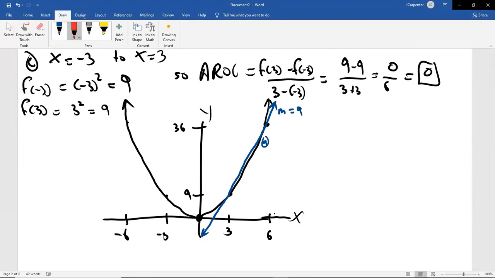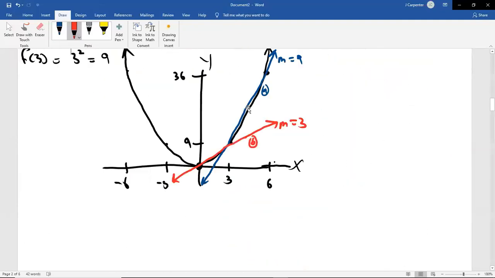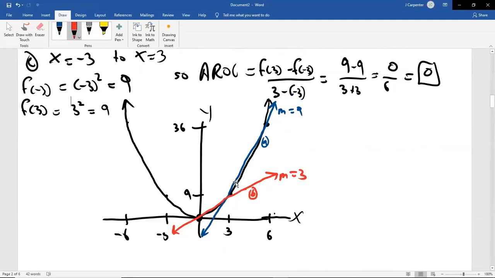Now in red, I'll do B, which was going from 0 to 3. If you connect these 2 points, you can see that we still have a positive slope. This is B's secant line, but it is definitely smaller. It's not as steep. We came over the slope of 3. So we can see that the secant line going from 3 to 6 is a larger number. We can see visually it's steeper. Larger number, steeper. Smaller number, less steep.